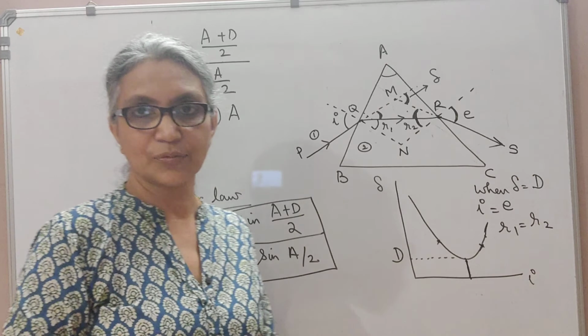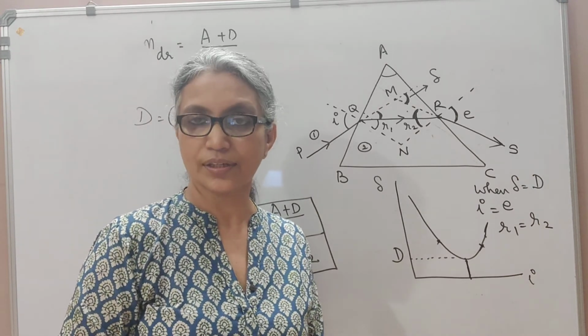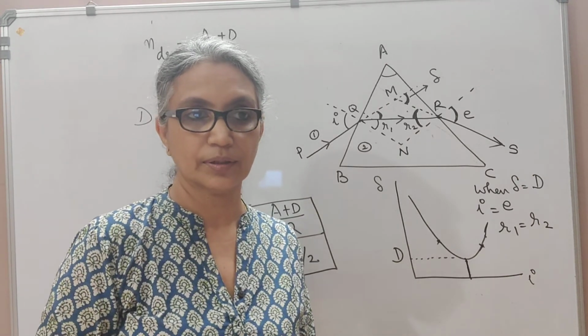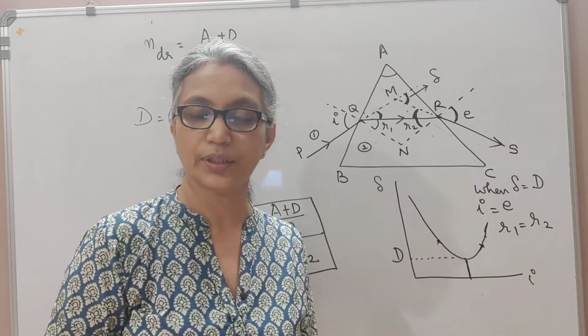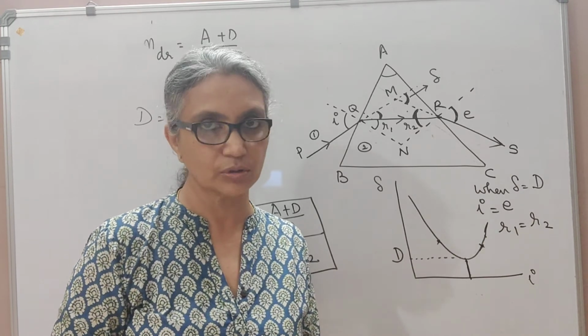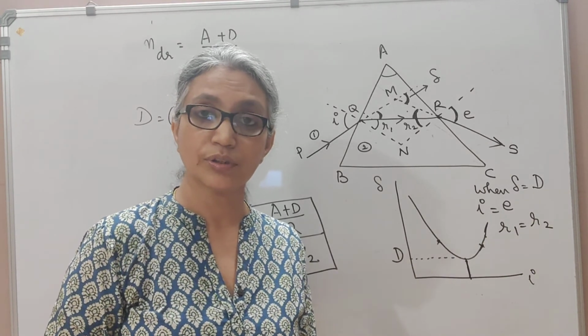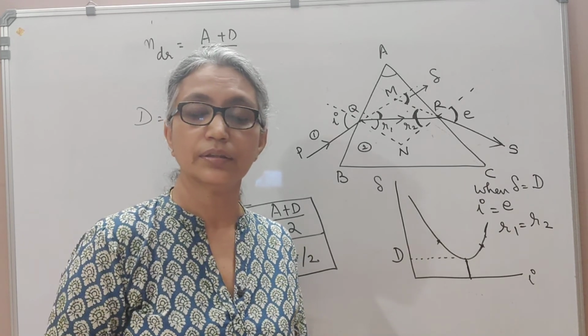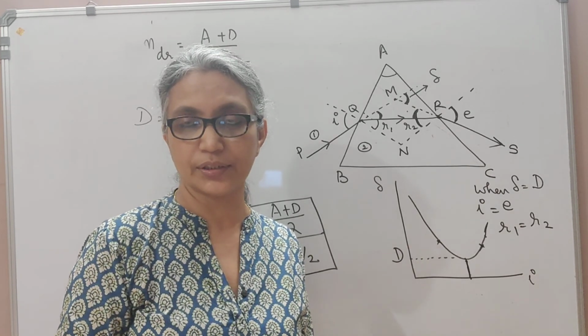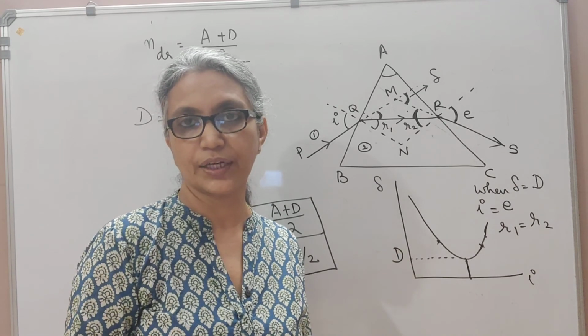So these are the things that we discussed today. We started our class with the lens formula, that is 1 by V minus 1 by U equal to 1 by F. We went on to define power, then power of a combination of lenses, and then last what we have here is the prism formula.